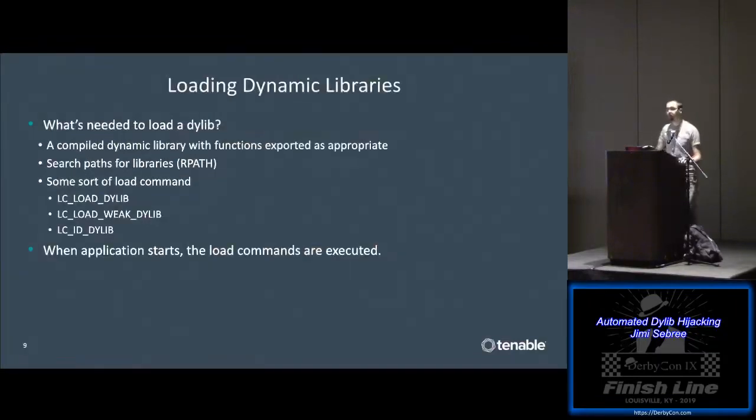Loading a dynamic library on macOS is all handled by a special daemon called DYLD. If you want to load a library, first off, it has to exist. You've got to have some search paths to find it, and you need some load commands. All of these are added at compile time, and you can use certain tools such as otool or nm, or any other variety of those, to parse them and grab out these load commands.